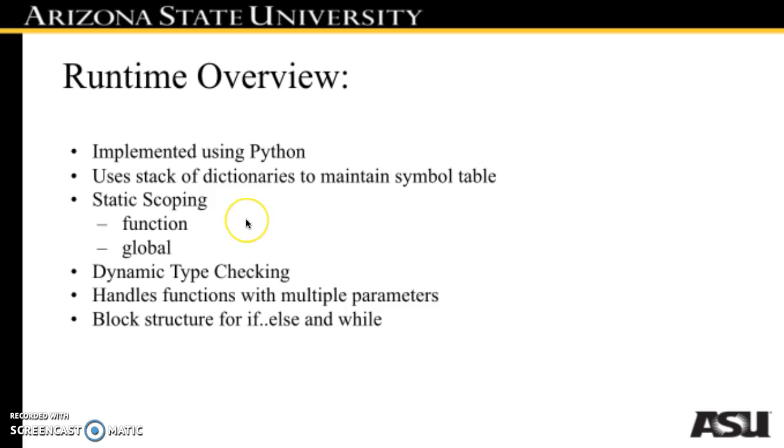So our function has two levels of scoping: one is a global scope, another one is a function scope. We also have block structures, which support if-else statements as well as while statements. If you declare any variable inside these structures, it won't be accessible to you outside these block structures.